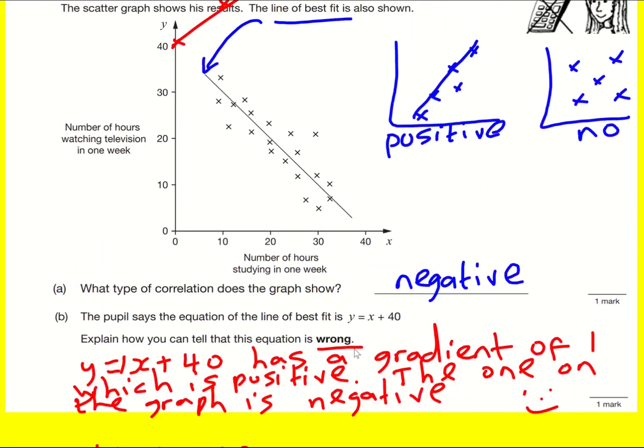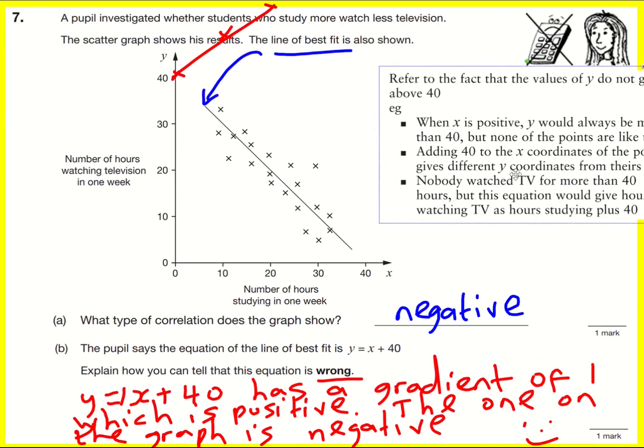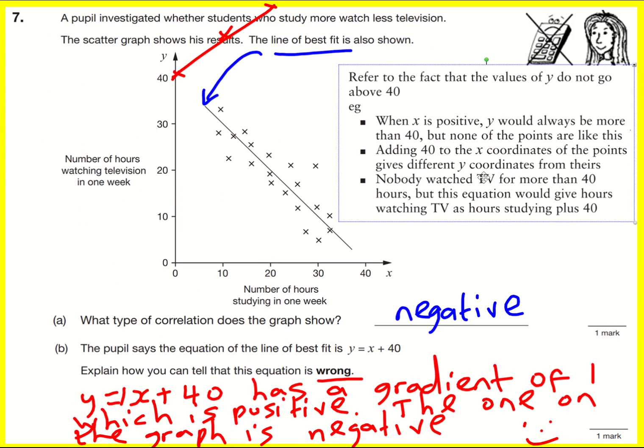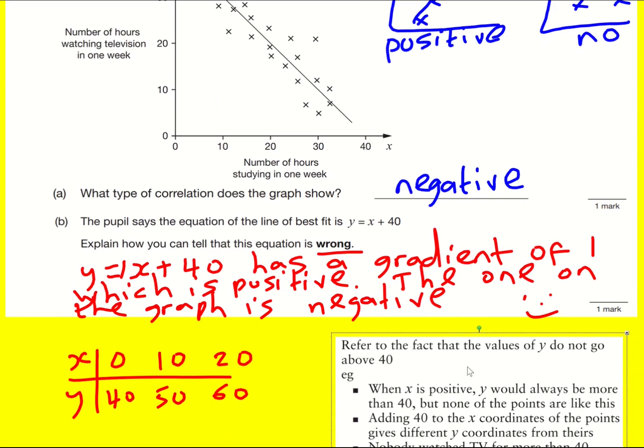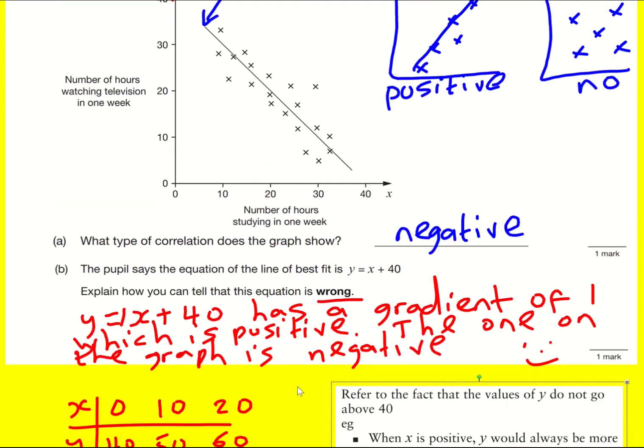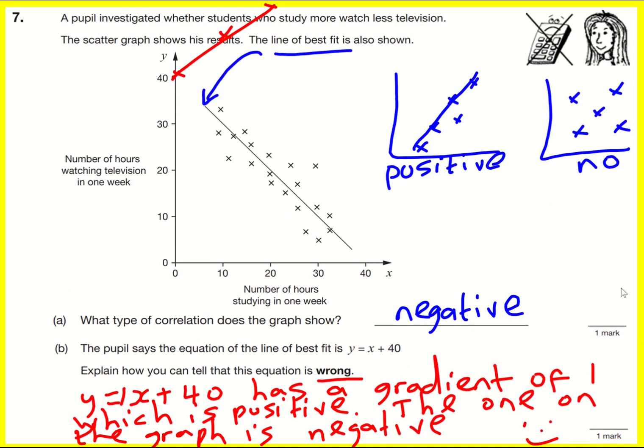The answers also, I want to just copy in. So if you don't refer to the gradient, then you could refer to the fact that when x is positive, y would always be more than 40, but none of the points are like this, just a reference to the graph. Referring to my little table I've made down here, nobody watched TV for more than 40 hours, but this equation would give hours watching TV as hours studying plus 40. So yeah, gradient is the best idea, but just some sensible reference to why this line doesn't work.